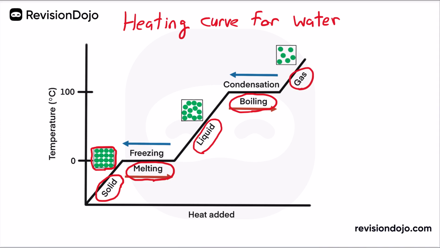For any substance, you'll see a similar shaped heating or cooling curve. When a substance is being heated, there's an increase in the kinetic energy as the temperature increases. When a substance starts to change its state, for example melting or boiling, there's no change in temperature even though the heat is still being added. This is because the heat added is being used to overcome the intermolecular forces between the particles instead of increasing its temperature.